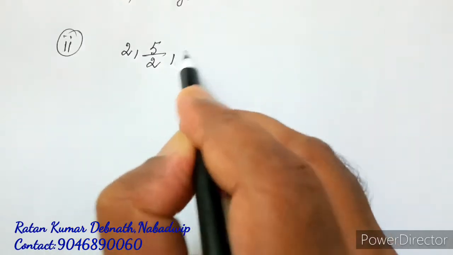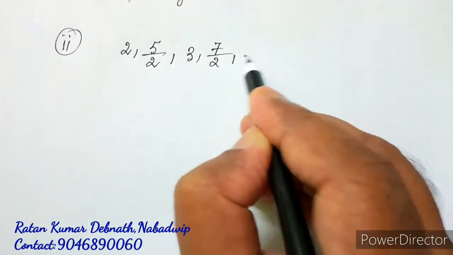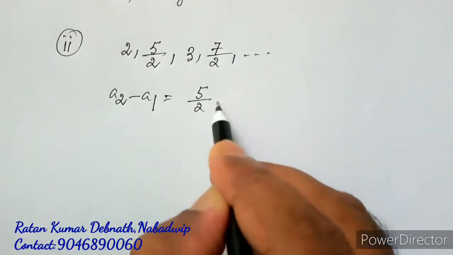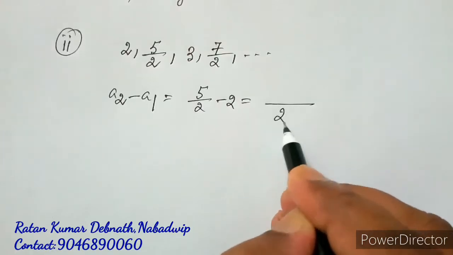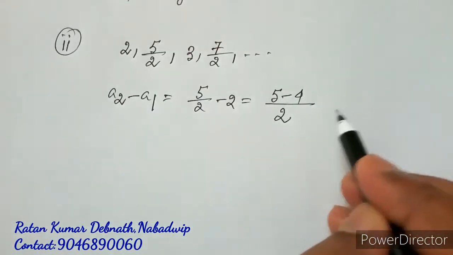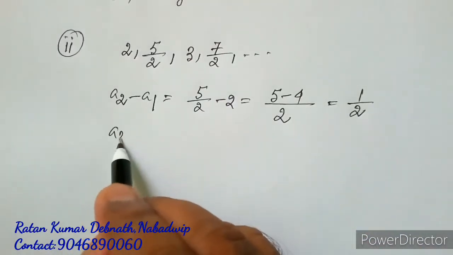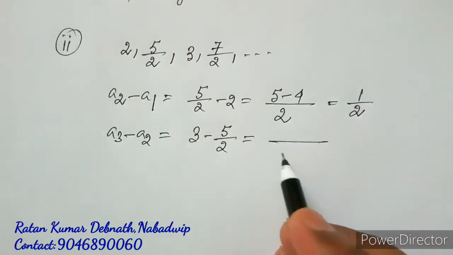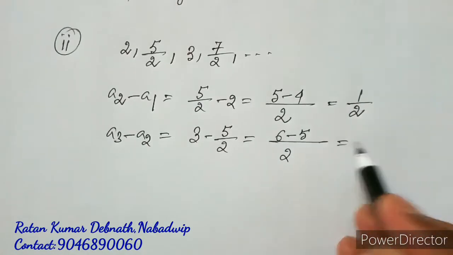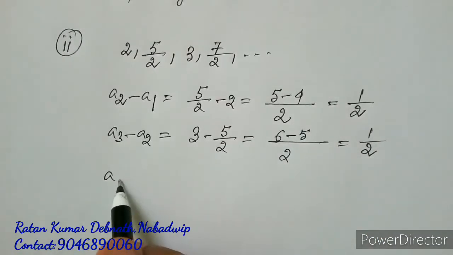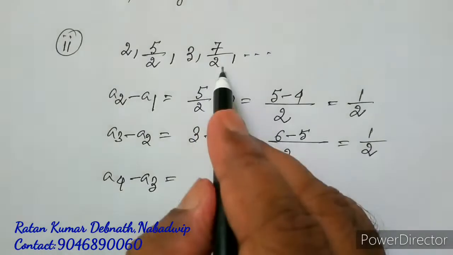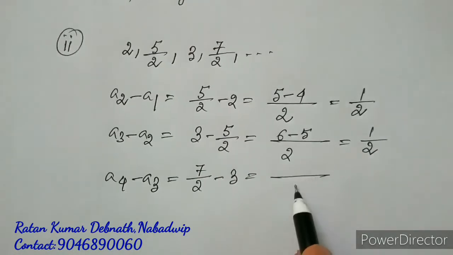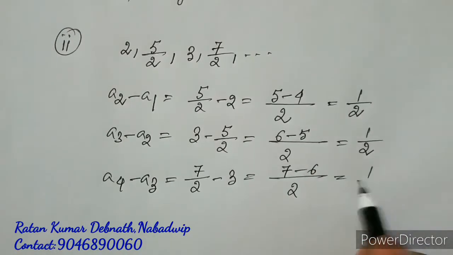Question number 2 of 4: 2, 5/2, 3, 7/2, etc. Now a2 minus a1 equals 5/2 minus 2; 5 minus 4 results in half. a3 minus a2 equals 3 minus 5/2; 6 minus 5 results in half. a4 minus a3 means fourth term minus third term, 7/2 minus 3; 7 minus 6 equals half.